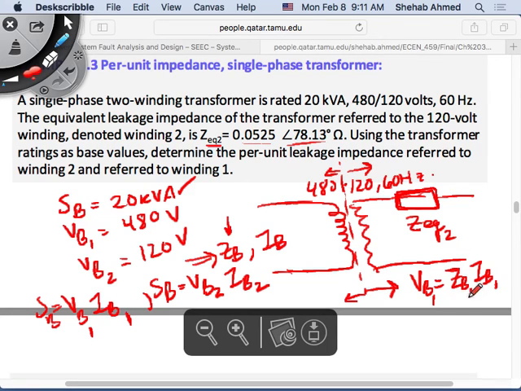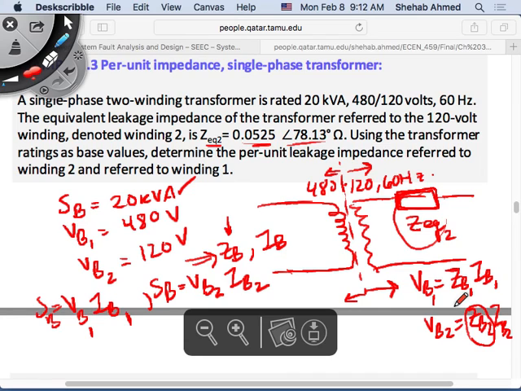Yeah, exactly. So we would need to calculate Z base 2. So V base 2 is equal to Z base 2 times I base 2. So from Z base 2 and Z equivalent, you take Z equivalent, which is an actual value. We divide it by Z base 2, and that is Z per unit on the secondary side, right? So that's my Z per unit on the secondary side.